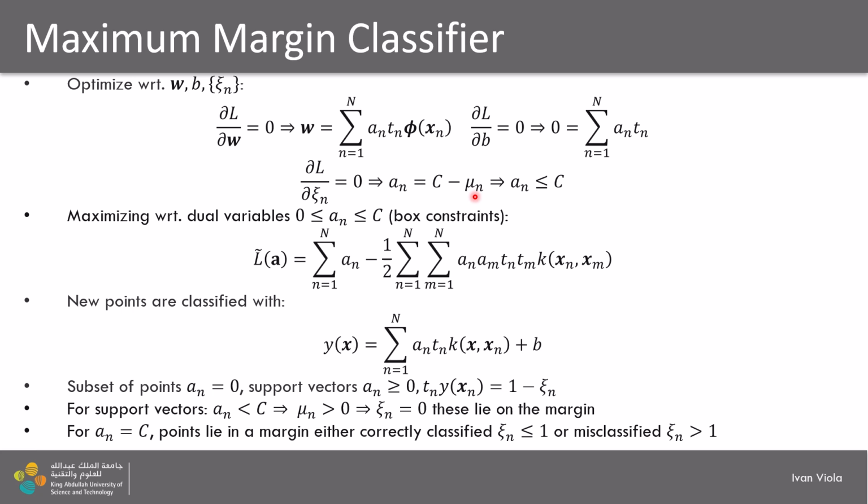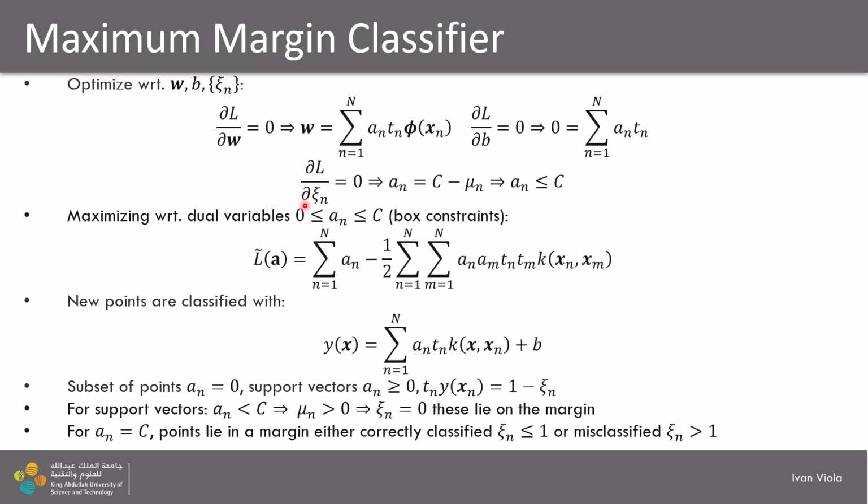And that means that we know this term needs to be 0 or positive, therefore an needs to be between 0 and c. And this is how we are constraining the values of an through this soft margin parameter c. We are talking about the so-called box constraints of the dual variables an.